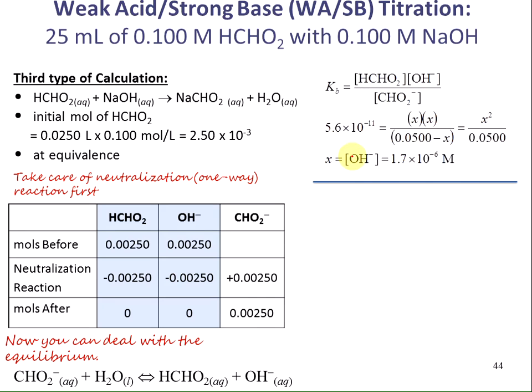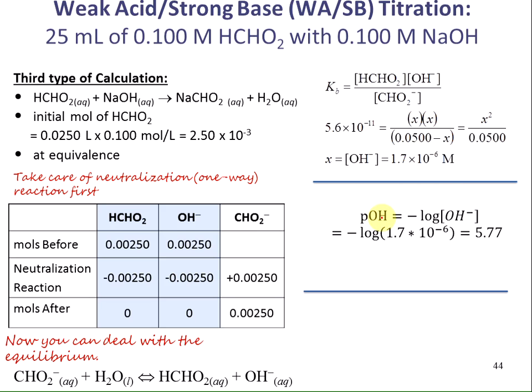So if my hydroxide concentration is 1.7 times 10 to the minus 6 molar, I can take the negative log of that to give me my pOH, and then 14 minus the pOH gives me my pH. So at the equivalence point, my pH equals 8.23. Now again, there's only one equivalence point in a titration curve, so this calculation is only done once.